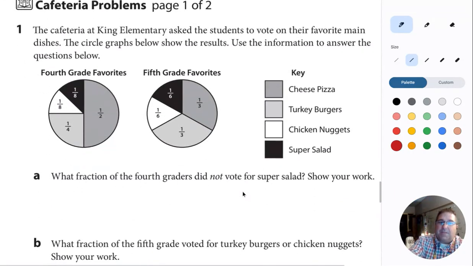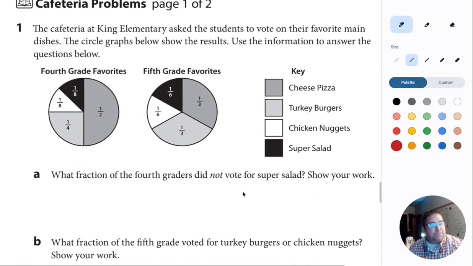All right. Here we go, guys. Now we're going to look at some charts. All right, so these are kind of fun. Just really look carefully at our charts here. We've got 4th grade favorites and 5th grade favorites. So we've got cheese pizza, turkey burgers, chicken nuggets, and our salad. So 4th graders, we see half of them really like that cheese pizza, a quarter like turkey burgers, and then the last parts are split 1/8 each for nuggets and salad.